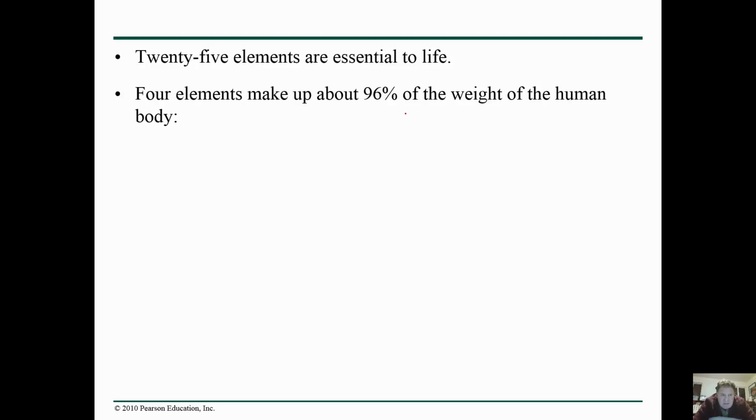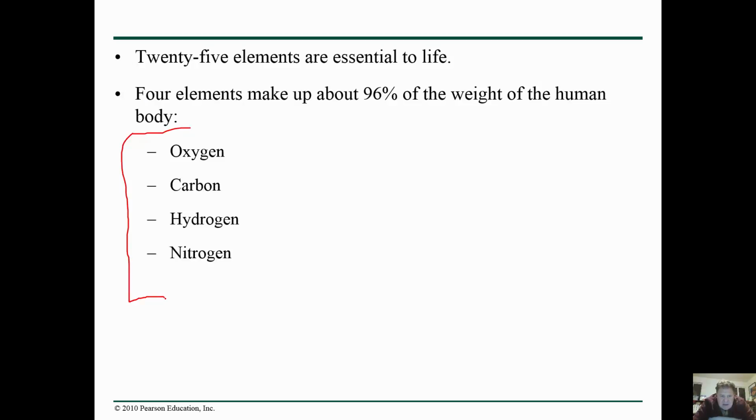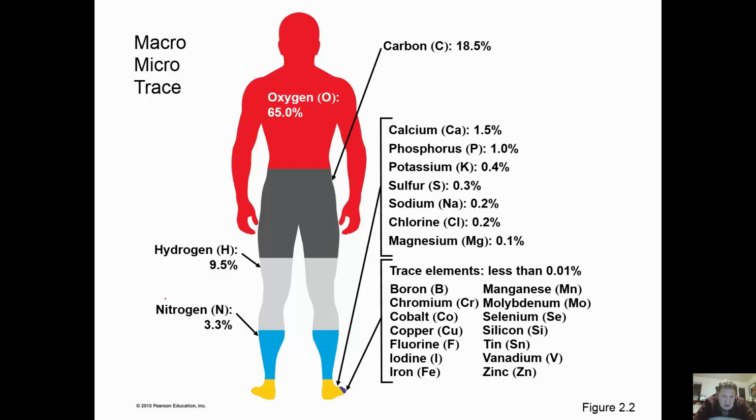Of these elements, there's about 25 that are really essential to life, so if some of these are missing, then life cannot occur. So life needs to get these from somewhere. Now, the vast majority of elements that life needs is oxygen, carbon, hydrogen, and nitrogen. And so these would make up the majority of what is required by living things.